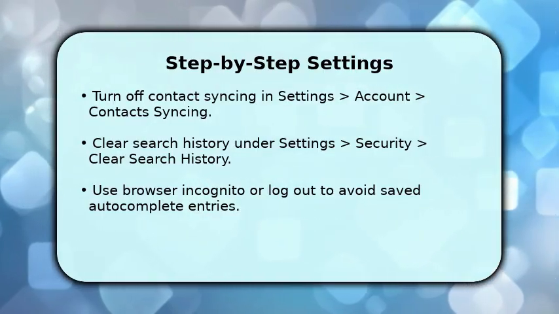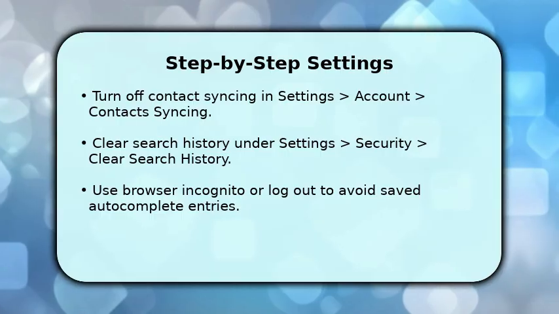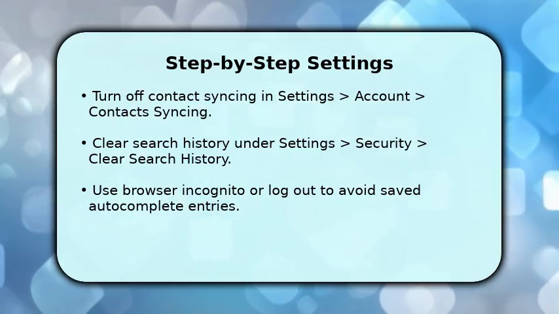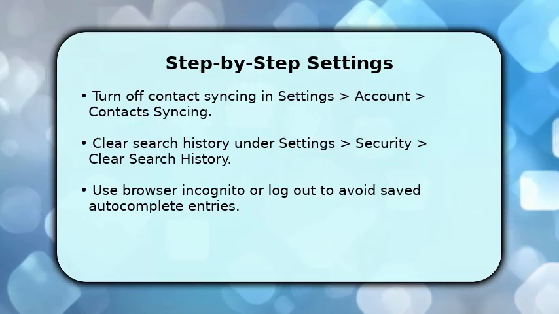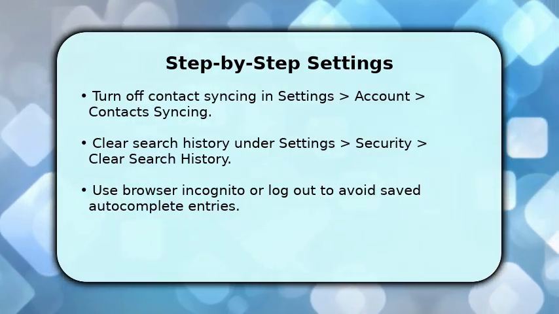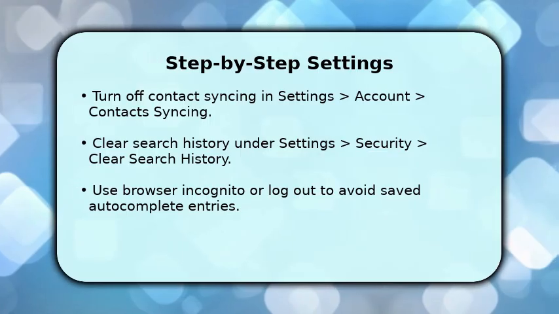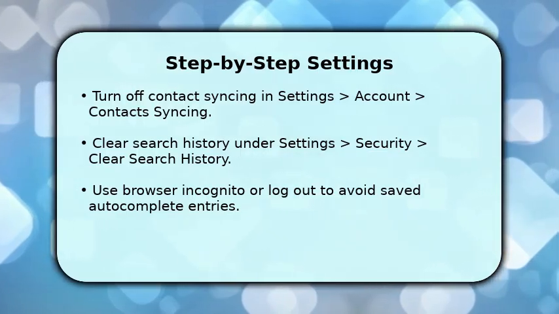Turning this off prevents contacts from showing in search suggestions. Go back to Settings, then Security, and choose Clear Search History to erase saved queries. Next, open Privacy and review connected experiences or Account Center settings. Remove linked accounts and revoke data sharing to reduce suggested results.